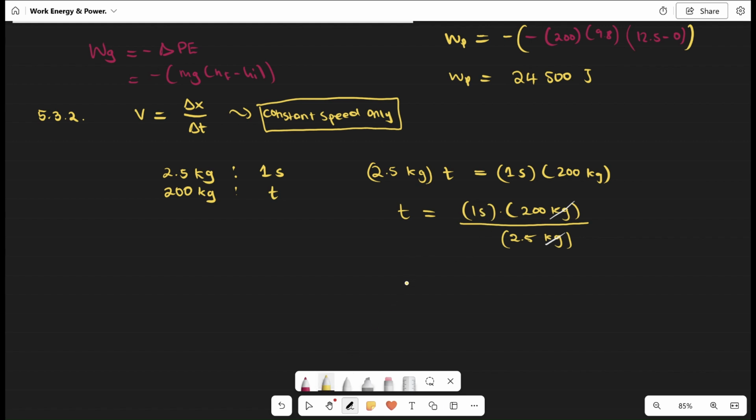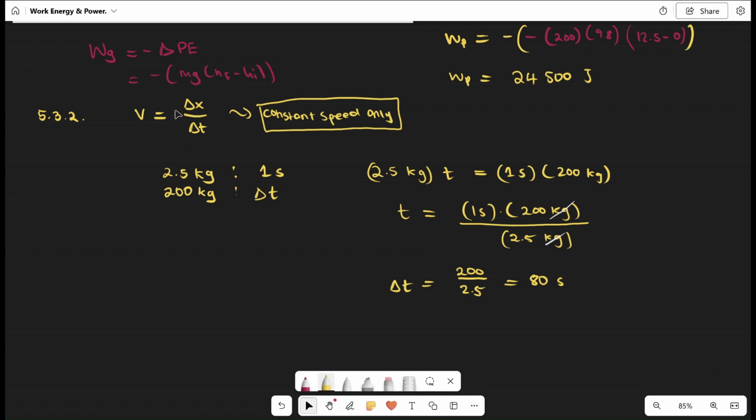So basically our t is equal to 200 divided by 2.5, and let me type that: 200 divided by 2.5. So this is 80 seconds. If you have this 80 seconds now, that means you have your delta t. So you have your delta t now.